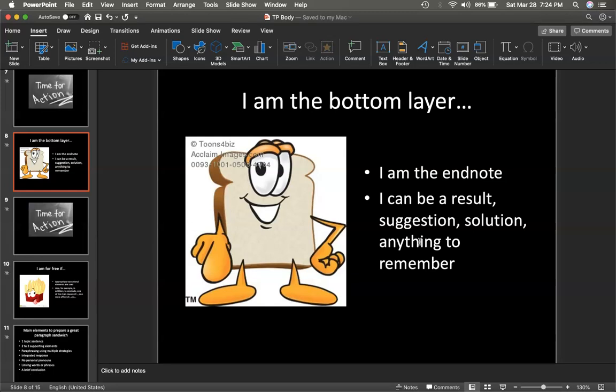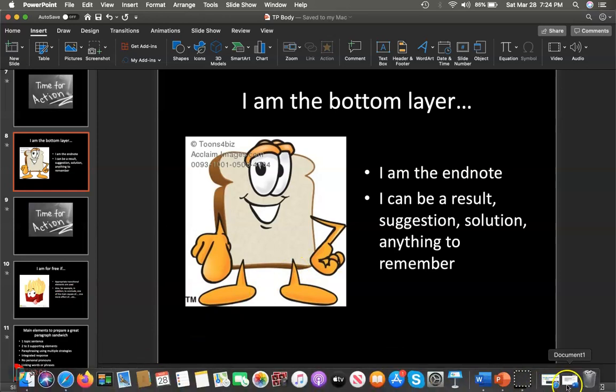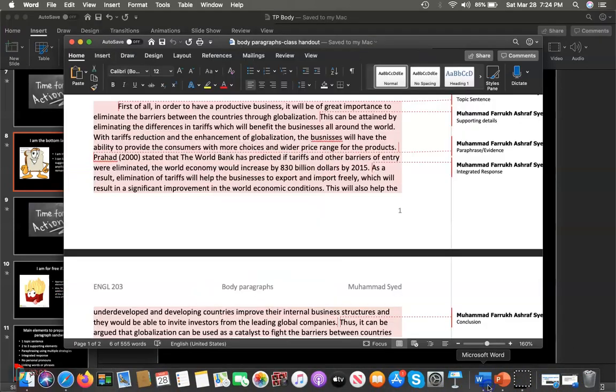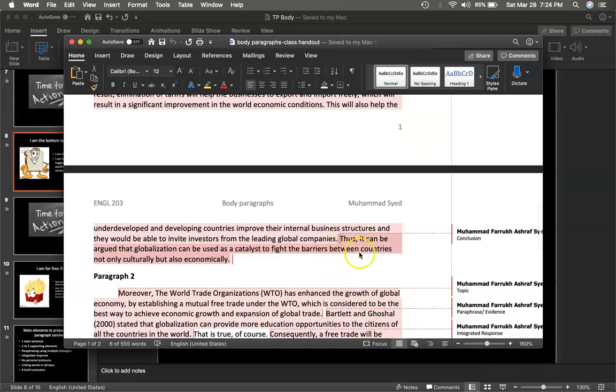Just remember, if you write the conclusion for one body paragraph, for one main idea, you should write it for all 3 of them. If you don't write it for 1, don't write it for 2 and 3 either. So now the student sample, have a look at it also. He has a very good conclusion here, one sentence conclusion. What is this paragraph? We'll discuss in a little bit.